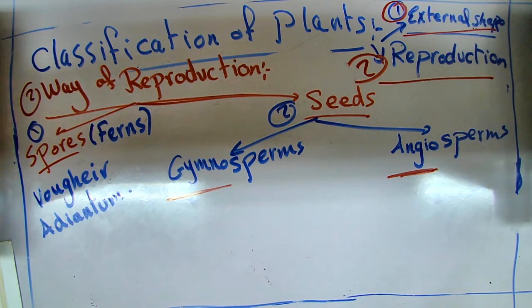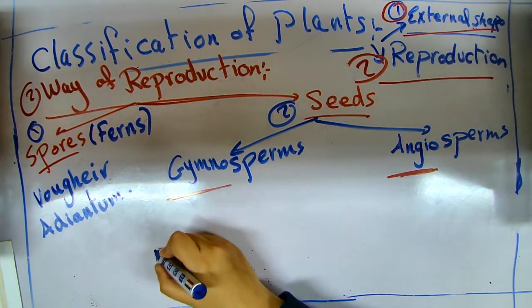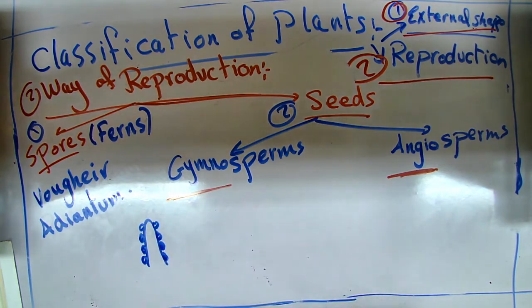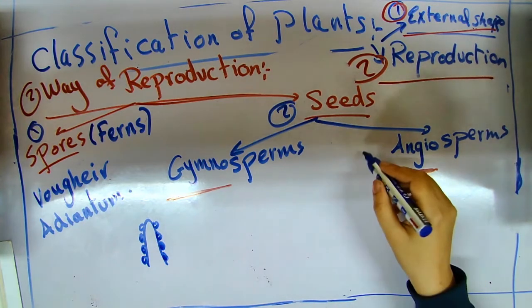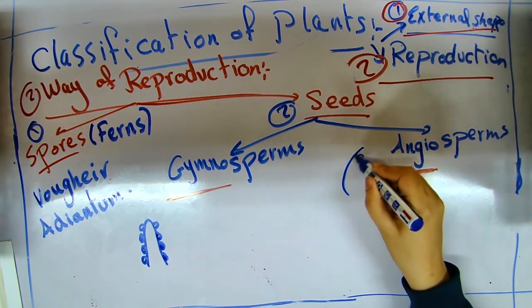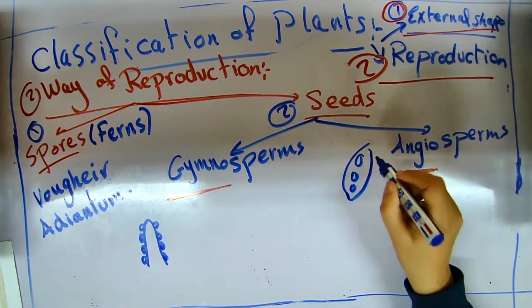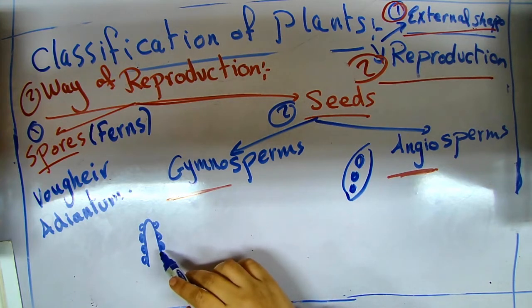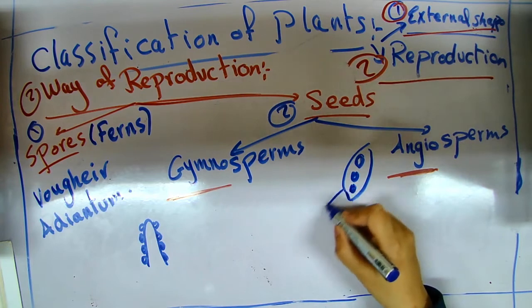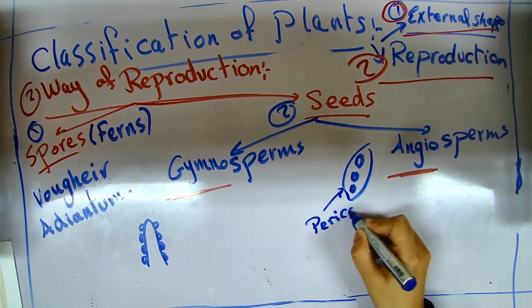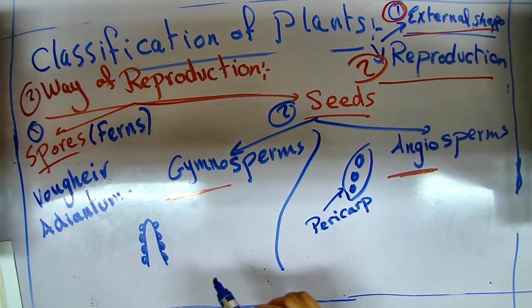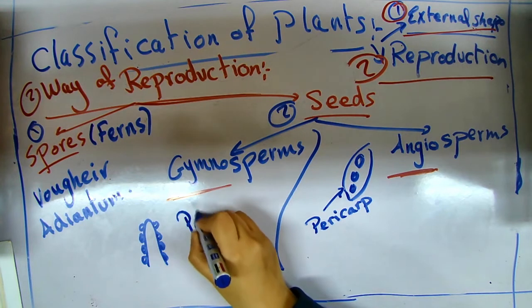Gymnosperms, their seeds are formed inside a cone and not covered by a pericarp. You will find the seeds inside a cone. But angiosperms, the seeds are found inside a pericarp or fruit envelope. Gymnosperms have seeds formed inside a cone and not covered by a pericarp or any fruit envelope, like pine and cycas.